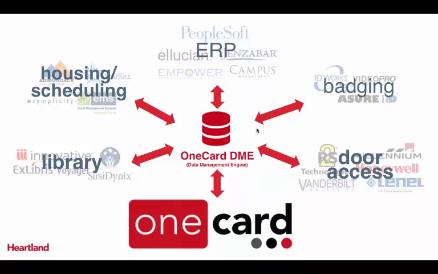correct solution. The file exchange in the past was directly into OneCard. If you're using third-party systems, you'd have to update them as well. Now there's a centralized repository as part of OneCard with the OneCard DME that'll take that data and update other systems. So it goes beyond just OneCard data management into full data management for the campus.